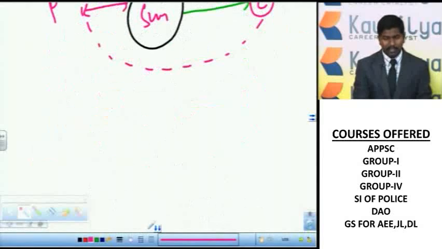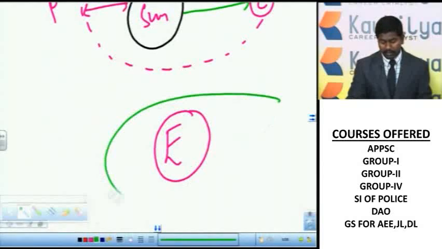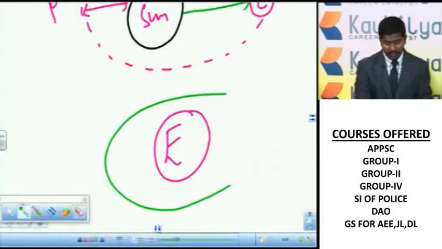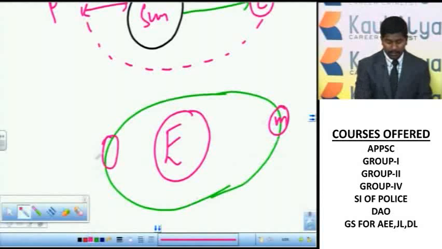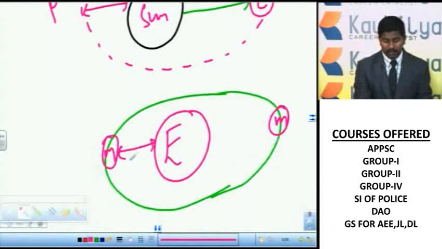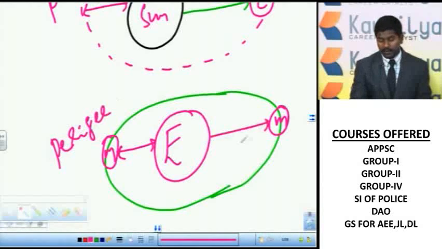Now in the case of the earth, any body that comes very close to the earth, for example the moon which is revolving around the earth, when the moon comes very close to the earth at a particular time, it is called perigee. And when the moon is farthest from the earth, it is called apogee.